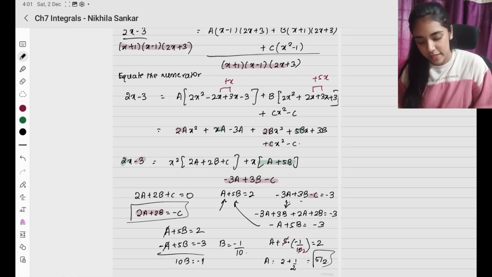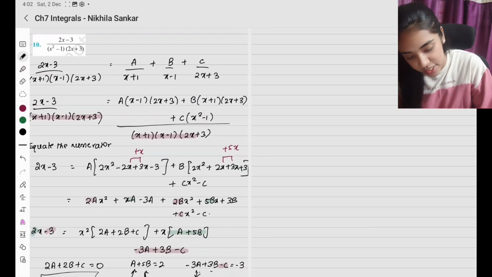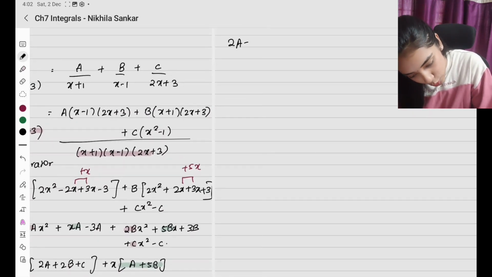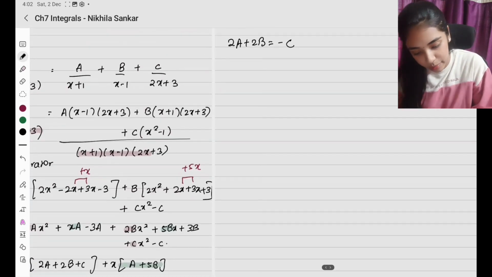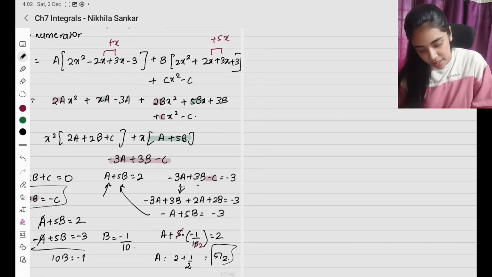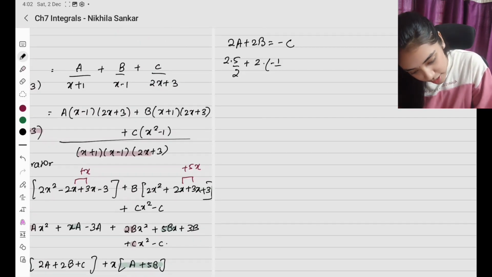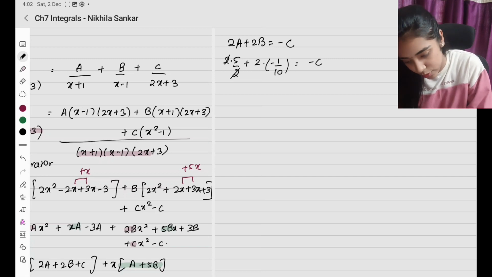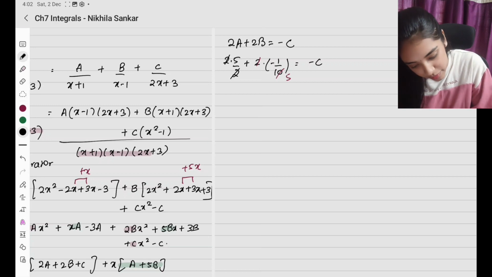When I substitute it here, I can get the value for c. So basically I have 2a plus 2b equals minus c. A oda value enna 5 by 2. So 2 times 5 by 2 plus 2 times b க்கு என்ன வந்தது? Minus 1 by 10. So minus 1 by 10 equals minus c. இங்கே 2 cancel ஆயிடும். And here I have 2 times 5. So basically the LCM is going to be 5. So 5 plus minus 1 by 5 equals minus c.